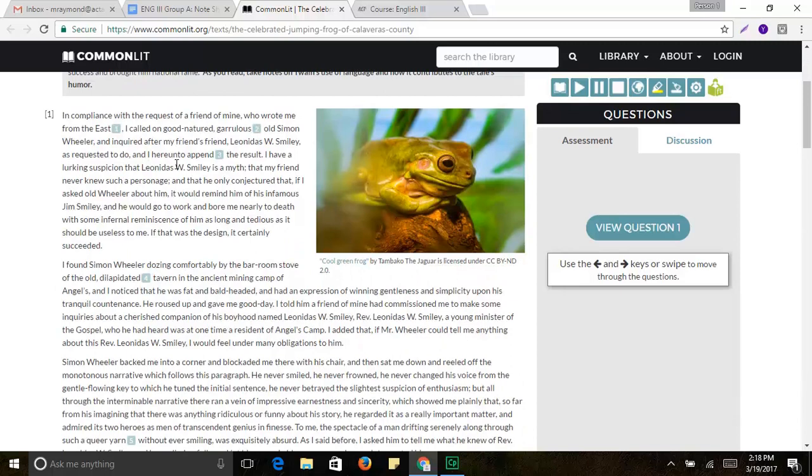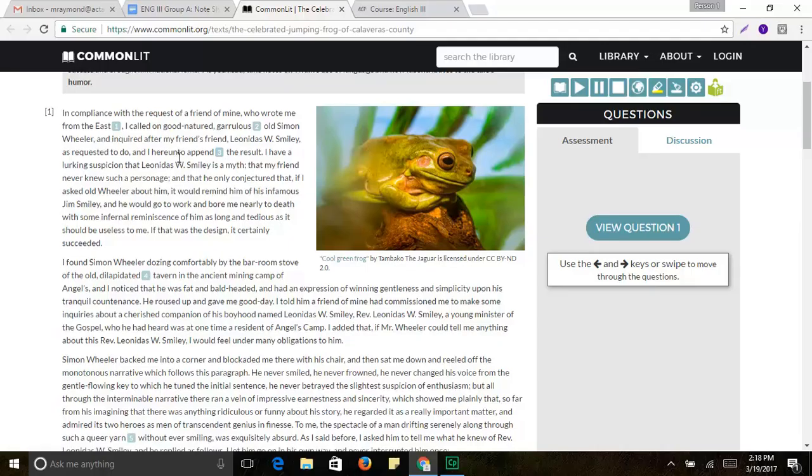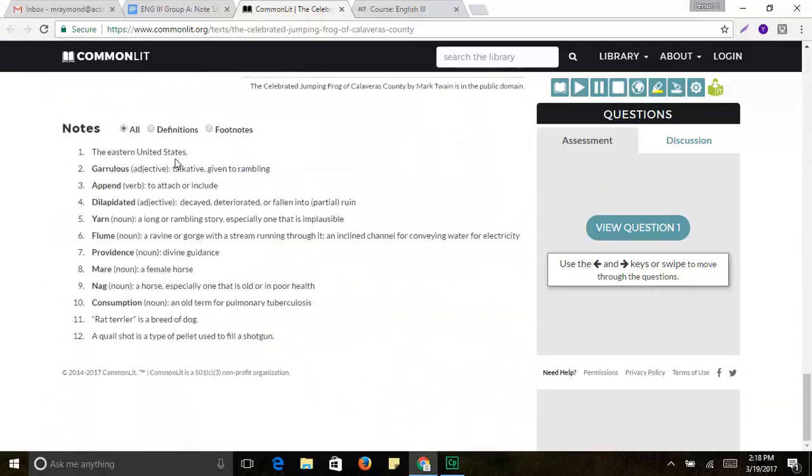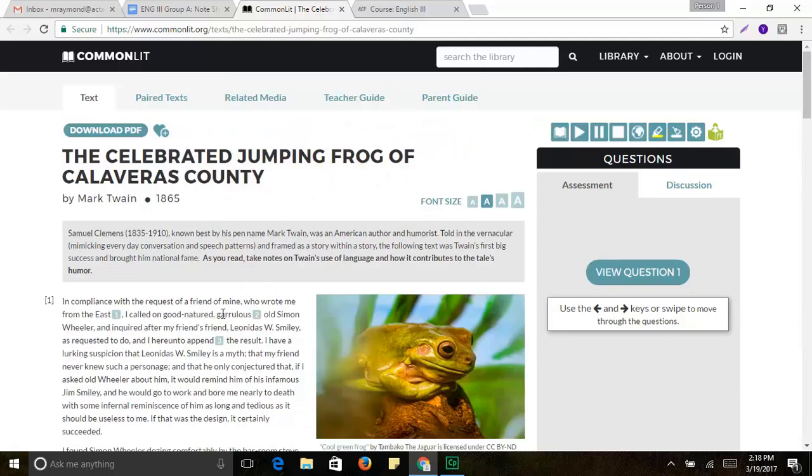I chose this link because it helps you with definitions. For example, "in compliance with the request of a friend of mine who wrote me from the East," well, what do you know about the East? You click on it and it says the Eastern United States. That's where we live. "I called on a good-natured, gregarious" (adjective: talkative and given to rambling) "old Simon Wheeler, and inquired after my friend's friend." Then you just keep clicking on the little numbers here, and it shows you what it means. Or you can scroll down and it shows you what it means. So that's why I chose that, to help you out.